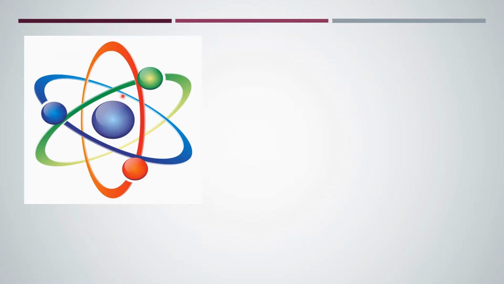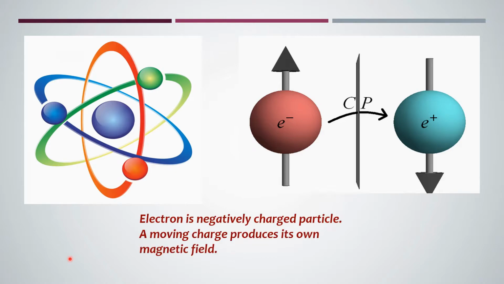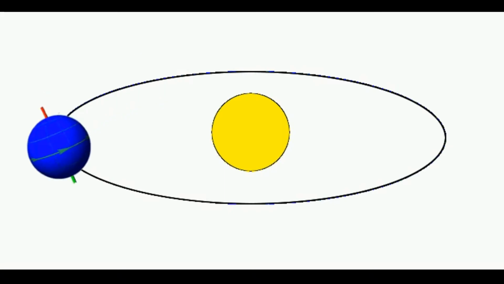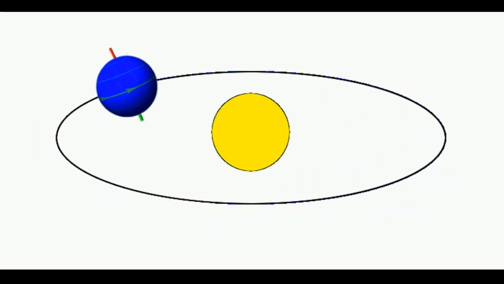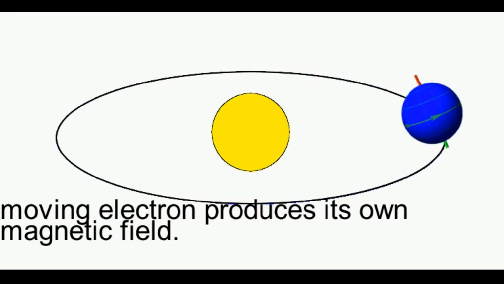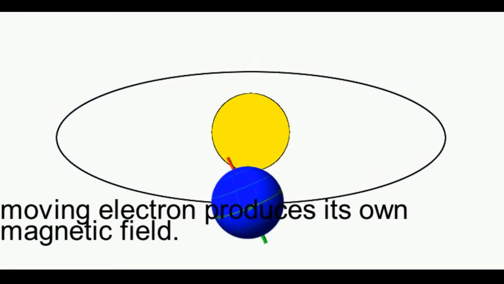An electron in an atom revolves around the nucleus and also spins on its own axis, whether in clockwise direction or anti-clockwise direction. Electron is a negatively charged particle, and any moving charge produces its own magnetic field. Carefully observe this electron. It is not only revolving around the nucleus but is also spinning on its own axis. As electron is a charged particle, a moving electron produces its own magnetic field.